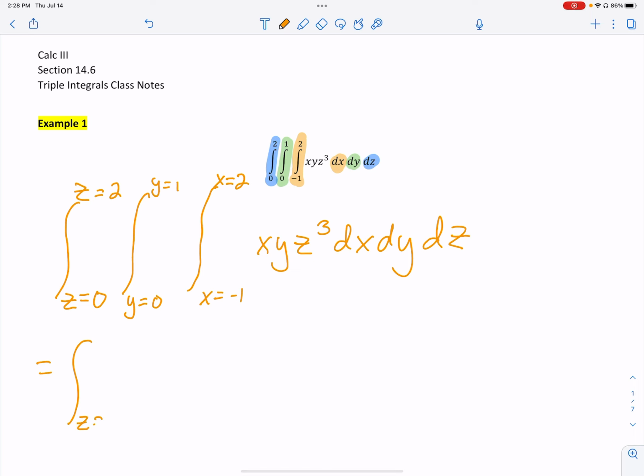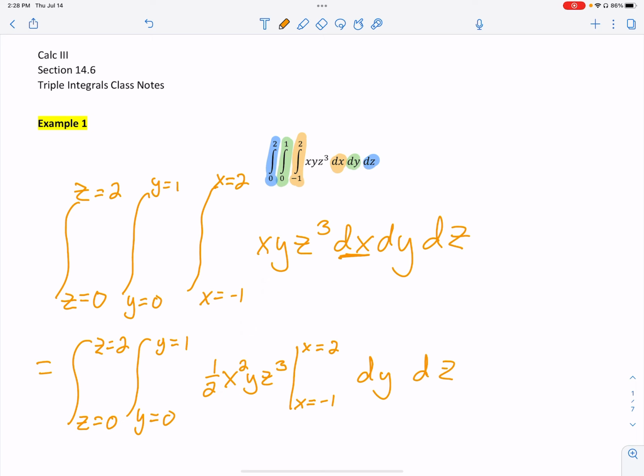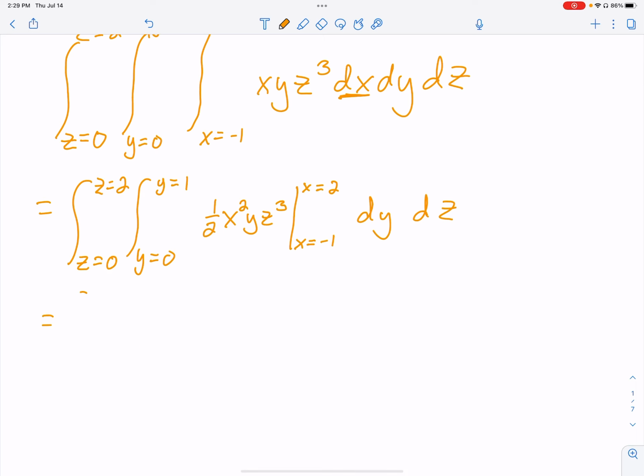I'm going to leave my z equals 0, z equals 2, y equals 0, y equals 1, and then we take it just like the double integral, with respect to that variable. Everything else is a constant. So we're dealing with x first. I'm going to get 1/2 x squared y z to the third. This is why we keep our bounds: I'm going to plug in x equals -1 to x equals 2, and then I still have dy dz.